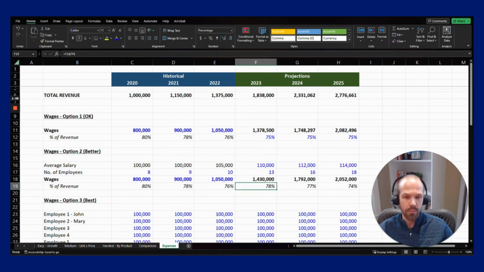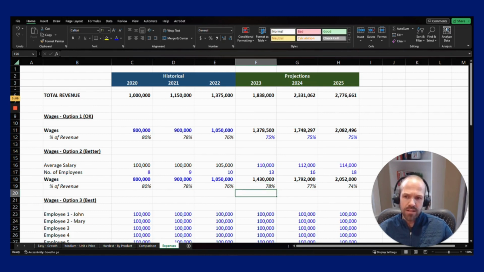So you might say, oh, well, actually, you know what? I'm being too conservative and I'm forecasting too much expense here. And you might want to lower either the number of employees or the average salary to get that percentage back in line. But this is always a good check just to kind of say, okay, this is what we've been spending before as a percentage of revenue. What is it going to be going forward? So that's a better option than the first option that we laid out.